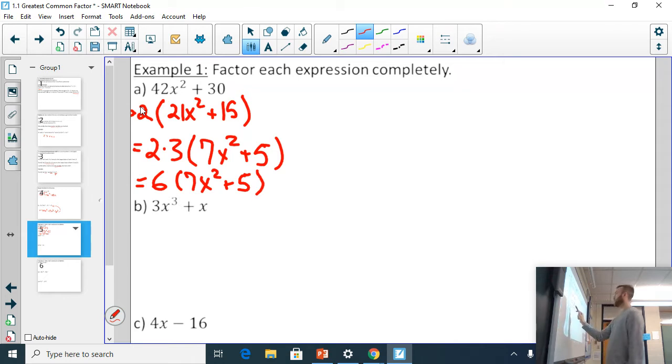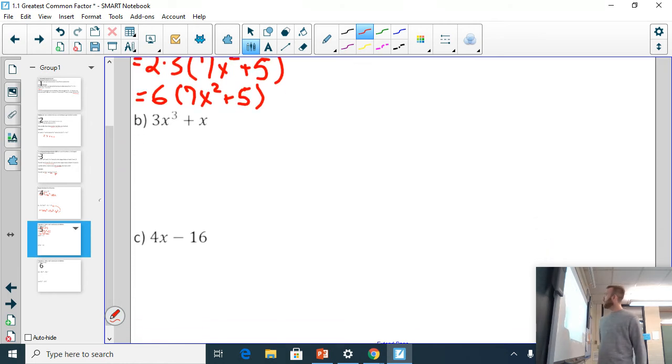And we could have jumped straight to the 6, right? But I was just kind of demonstrating that maybe you can't think of the number right away that can come out of it. And then to test it out, 6 times 7x squared, 6 times 7 is going to be 42. And then x squared is up front. And then 6 times positive 5 is 30. So that checks out.